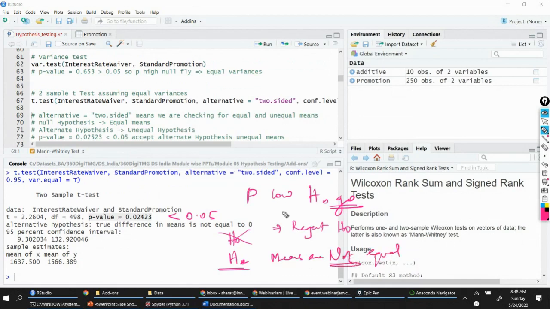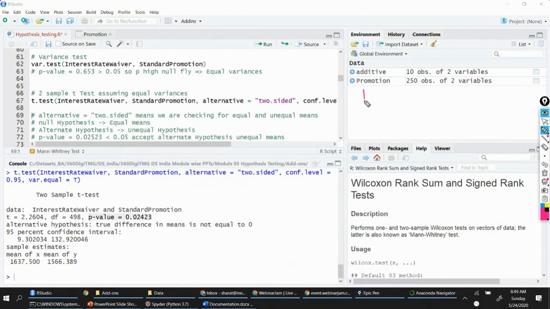So if the means are not equal for the samples, then which mean is greater? We need to identify that so that we can take an appropriate decision. So we say average of full waiver of interest rate offer is less than standard Christmas offer average. This is where we take no action. No action doesn't mean you do not give any offer. You're basically saying I don't give the new offer.